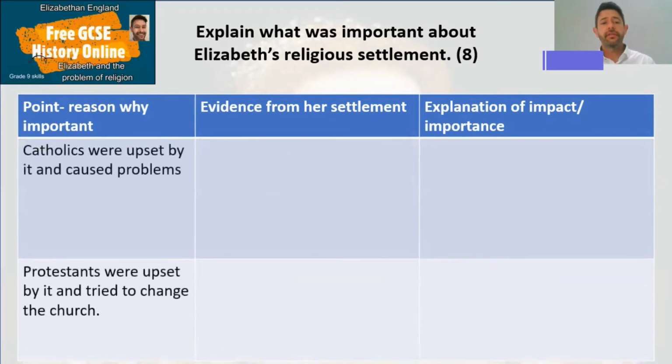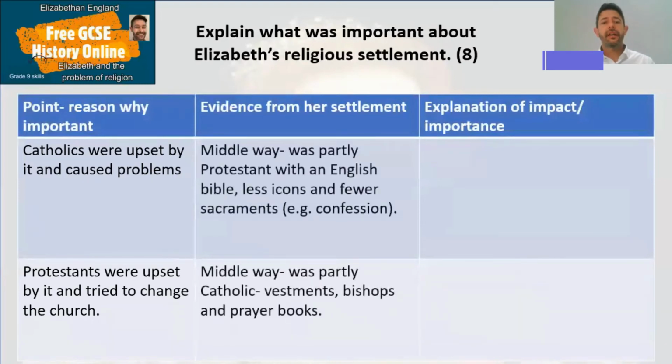So points. Obviously, we could divide into Catholics and Protestants. So Catholics were upset by her middle way and her religious settlement, and it obviously caused problems. And Protestants were upset by it, and they tried to change the church to be more radical, more Puritan. So the types of evidence you might have. So Catholics, obviously, the middle way was partly Protestant with an English Bible, fewer icons and fewer sacraments. Confession was removed, for instance, which was important.